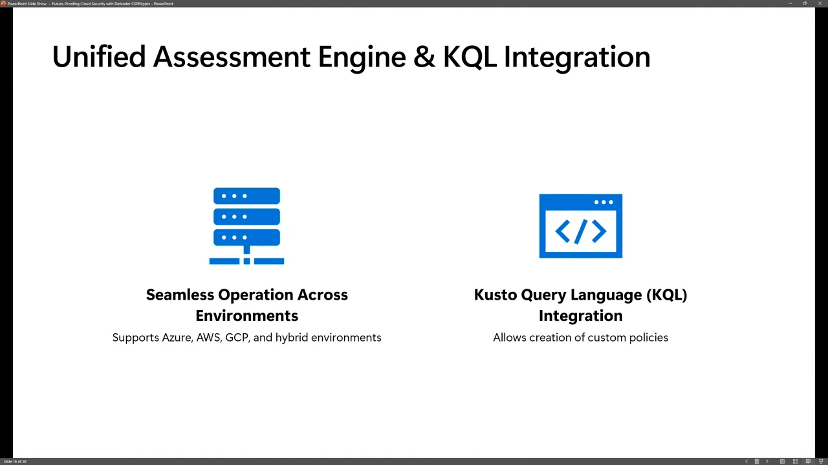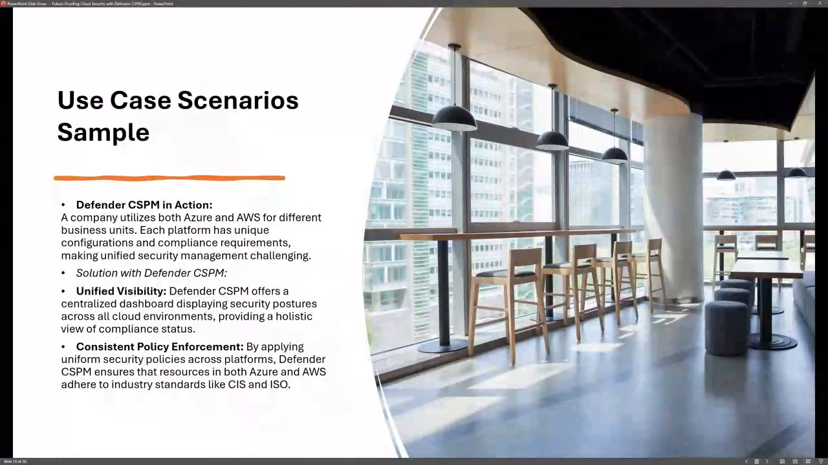Now, to move on, I want to bring to life a little bit of what we have spoken about with some practical use case examples, okay? So for multi-cloud compliance management, imagine you have a company using both Azure and AWS for different business units. Each one has its own configuration compliance requirements. So it's a mess to manage, right?